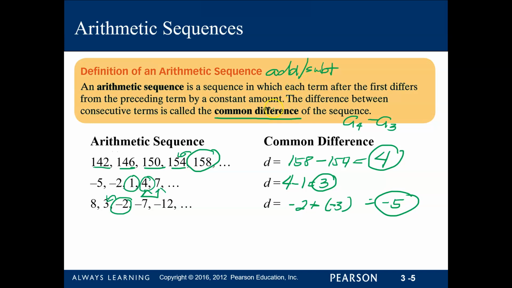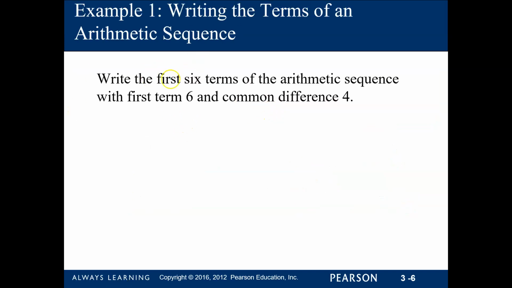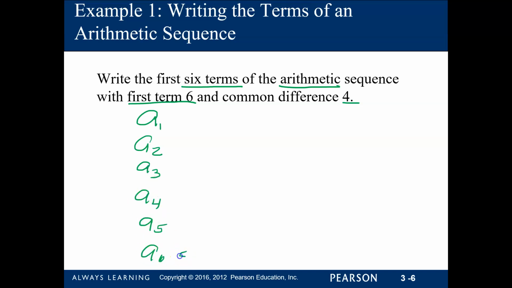same value, all right? So let's have an example here wherein we are going to be writing the terms. This problem says write the first six terms of an arithmetic sequence with the first term 6 and a common difference of 4, okay? So we need how many terms? We need the first 6 terms. So we have a sub 1, sub 2, 3, 4, 5, and the 6th term, okay?